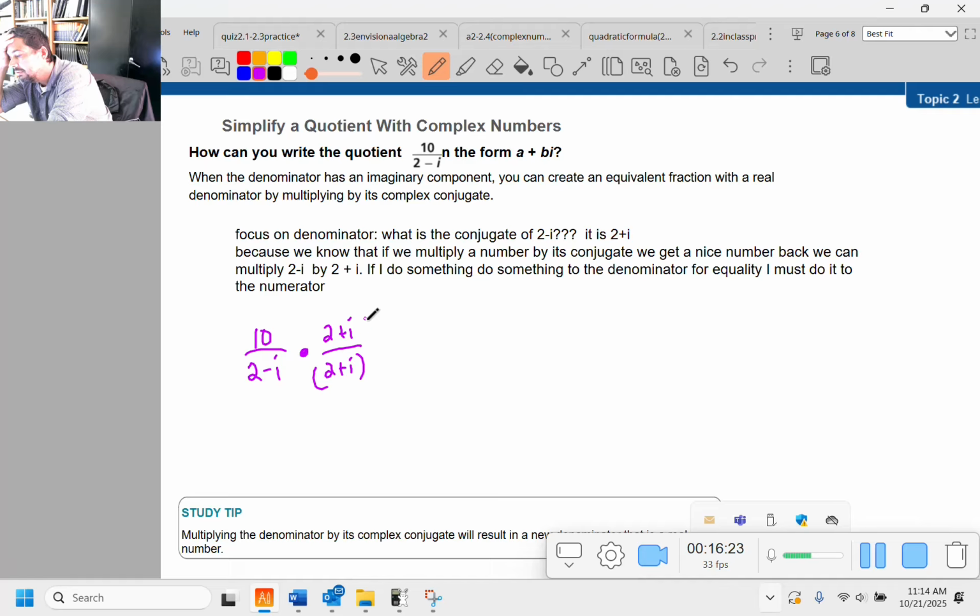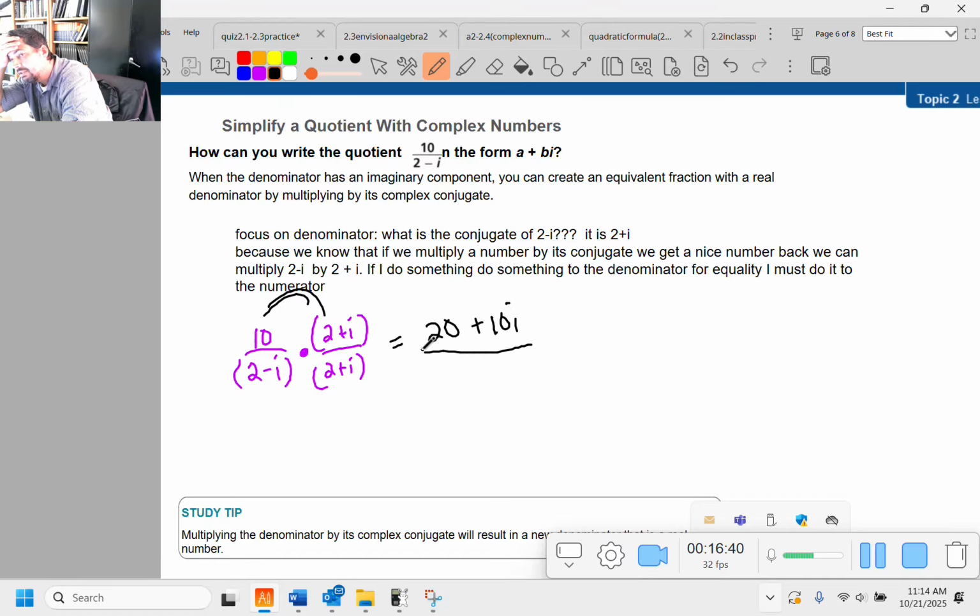Now, you're supposed to be doing things the way your math teacher does. Notice how I wrap things up? Wrapping's a big deal. The numerator is nothing more than the distributive property. 10 times 2 is 20. 10 times I plus 10I.